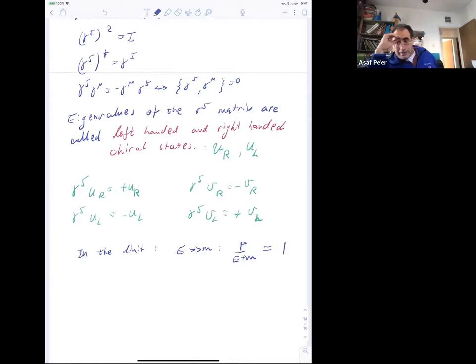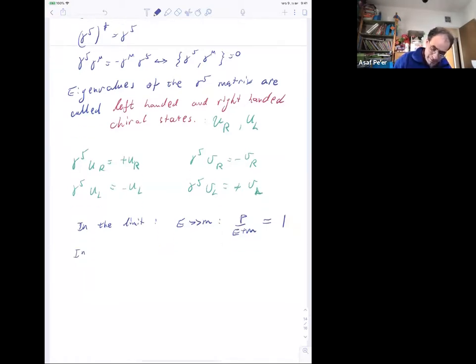So in this limit, the chiral eigenstates are the same as the helicity eigenstates, for both particle and antiparticle spinors. So in this limit, UR is U up, UL is U down, VR is V up, and VL is V down.